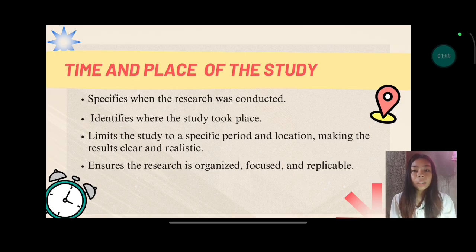Meaning, this section is usually one short paragraph focusing only on when and where the study was done. And next, it ensures the research is organized, focused, and replicable. Do not include explanations, results, or procedures. Only provide information related to time and location. And also, the time and place should match the participants, methodology, or data collection schedule mentioned in the study. Write in a clear, objective tone suitable for research writing.